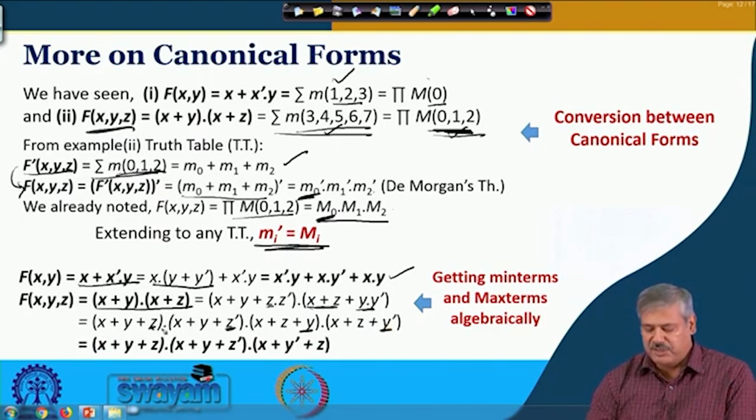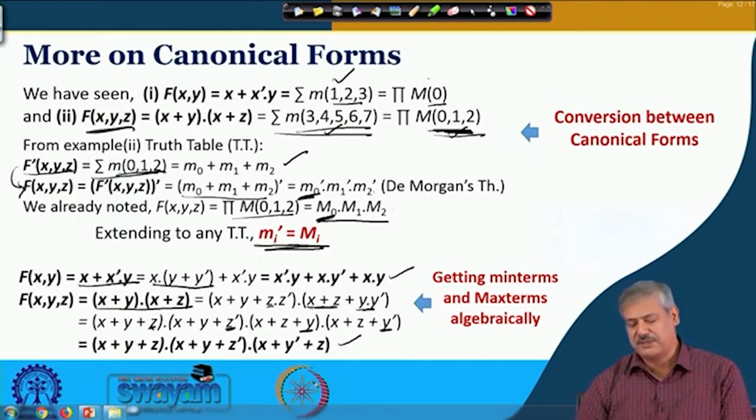Then you can see x plus y plus z is there in 3 places, 2 places. So, keep one of them, and these are the 3 max terms that you are getting, that is M 0, 1, 2. Okay. So, algebraically also you can arrive at the max terms. Okay.